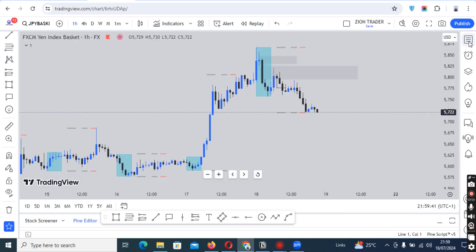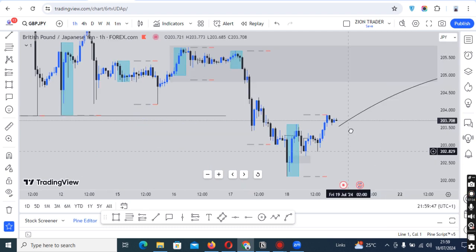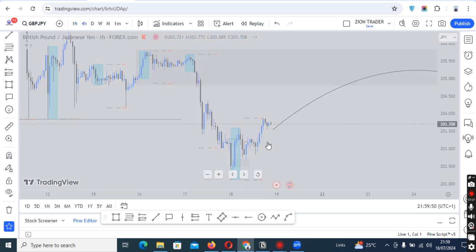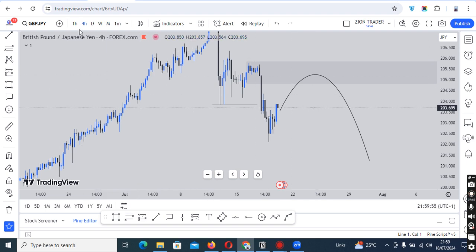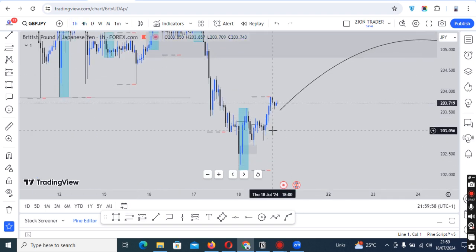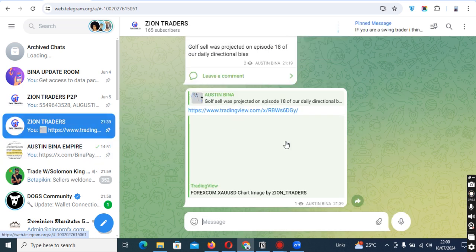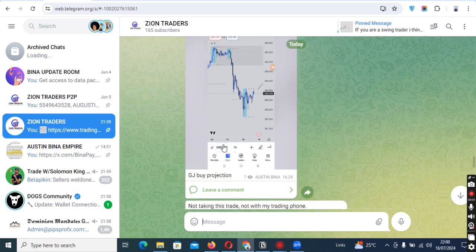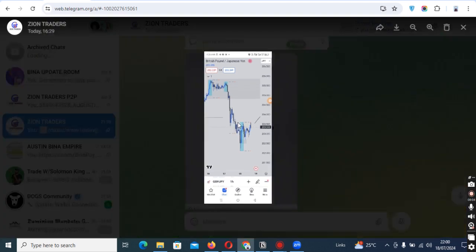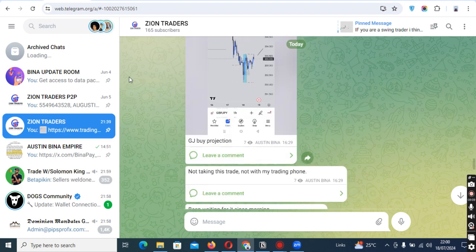Alright, so let's quickly go to the yen basket. You guys know that I told you I was going to look for buys before sells, and the same way I told you that on gold we were going to look for buys before sell. So I actually got a buy entry here, and I also sent it on the group, guys. I just didn't take it because before price got to that point, I was not at home and I was not with my trading phone. I sent it to the group and I told everyone here.